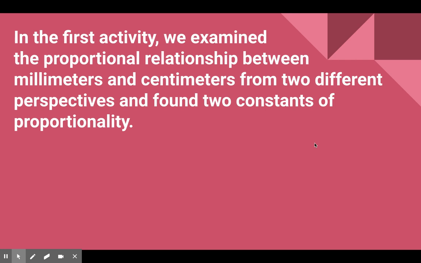So let's recap some things really quickly. In the first activity, we examined the proportional relationship between millimeters and centimeters, right? We said 1 centimeter is equivalent to 10 millimeters. And then we looked at it from two different perspectives and found two constants of proportionality. So what were they? We said 1 centimeter for 10 millimeters. So that's one of them. And then the other one would have just been the reverse of that, 10 millimeters for 1 centimeter.